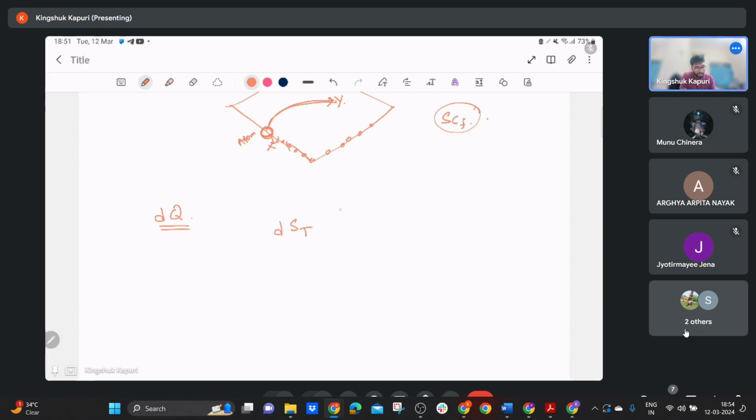So dS will be greater than or equal to dq by T. This is the general expression that we all know, which holds in a thermodynamic or any system, right? And we also know that this dq is the amount of energy which a system receives. Now let's suppose a system is not supplied with external energy.